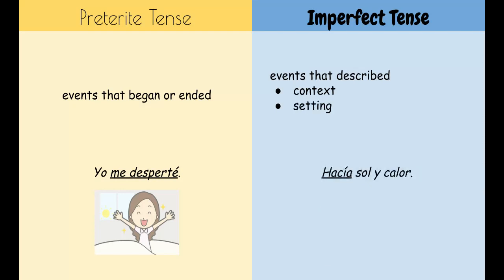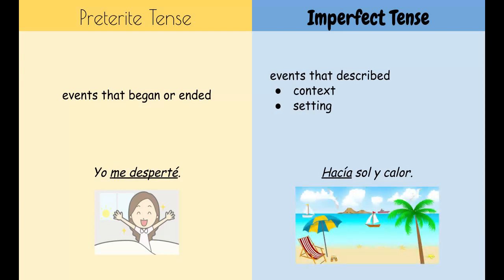Similarly, the setting will be described by the imperfect tense. So you could say, hacía calor y sol. It was sunny and hot. This is the setting for a further story. It's something that was ongoing when something else happened, although we don't know what that other thing that happened is.